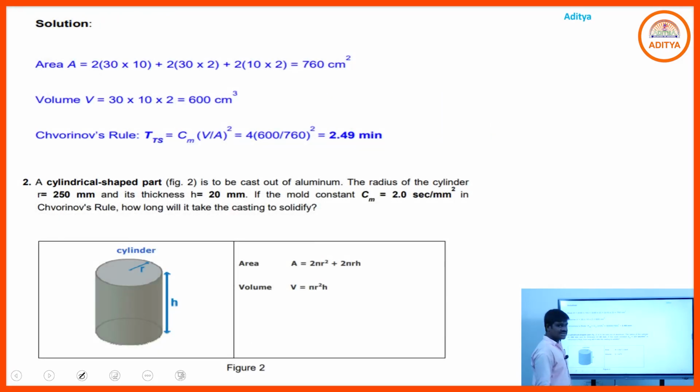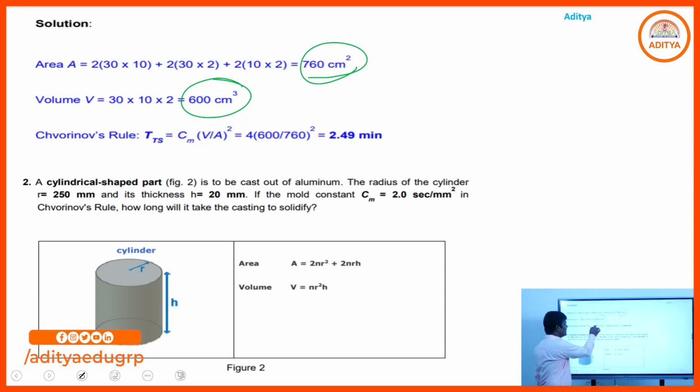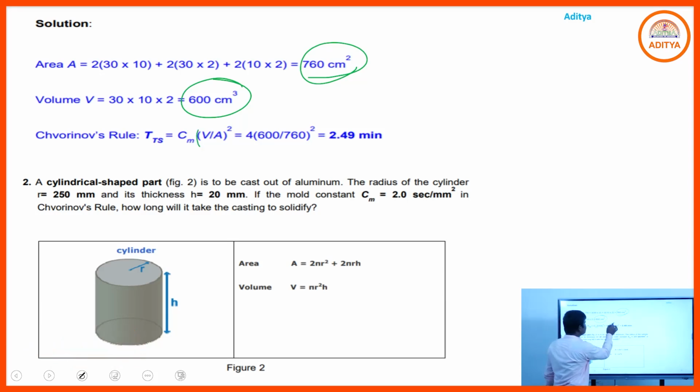Now, after calculation using that formula, area equals 760 centimeter squared, and using the volume formula, finally we have got 600 centimeter cubed. Then as per Chvorinov's rule, we put total solidification time equals Cm (V by A) whole squared, 4 into (600 by 760) whole squared. Finally we have got total solidification time equals 2.49 minutes.